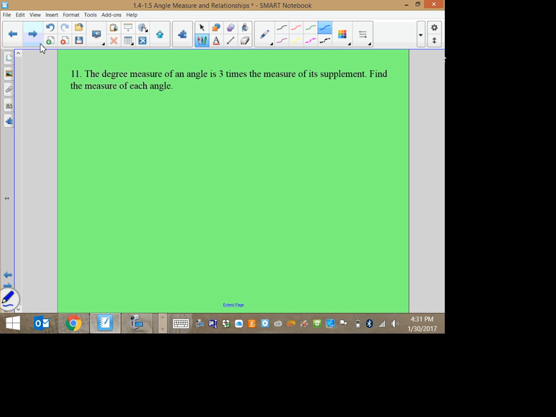Now we're going to solve for x and the angles of a supplement. The degree measure of an angle is 3 times the measure of its supplement. When you think supplement, think straight. So we want to draw a straight angle, and then we have 2 angles, so we have a ray extending out from in between those 2. We have 3 times its supplement, so we're going to have an angle x, and then we have 3 times the measure.